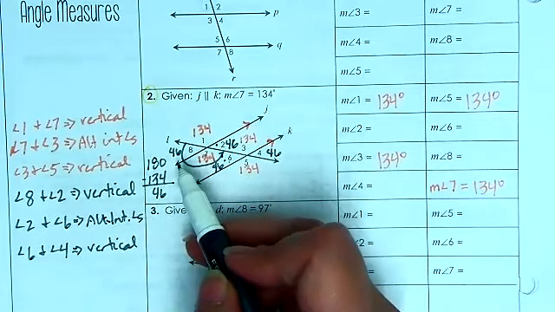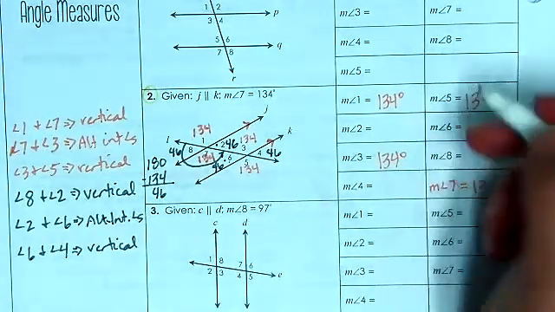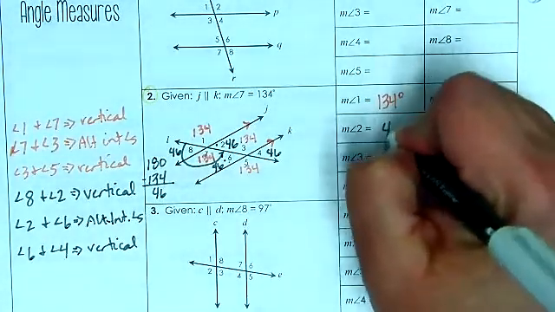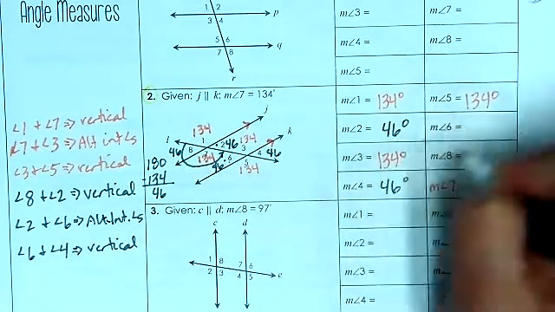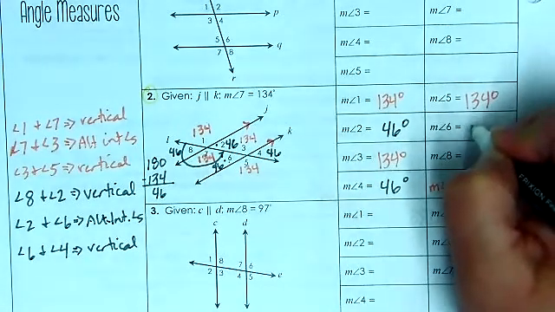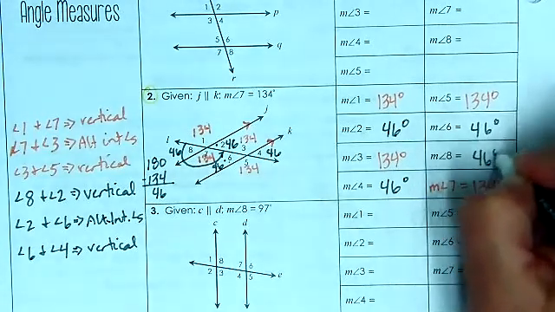And if you'll notice, let me write these down first, then I'll go there. So measure of angle 2 is 46. Angle 4 is 46 degrees. Angle 6 is 46 degrees. And angle 8 is 46 degrees.